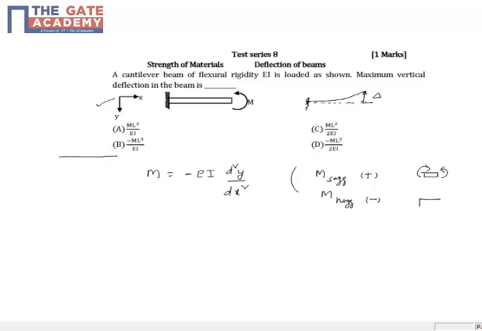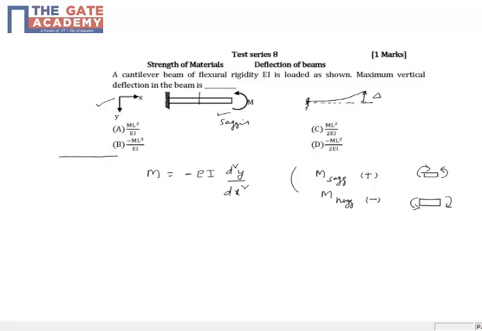And sagging mostly happens when you have vertically downward forces in simply supported beams, whereas hogging is where the moment is like this, where the top fibers are in tension and the bottom fibers are in compression, whereas in sagging the top fibers are in compression. So this is basically a sagging moment, okay, and that's why we take M positive here.